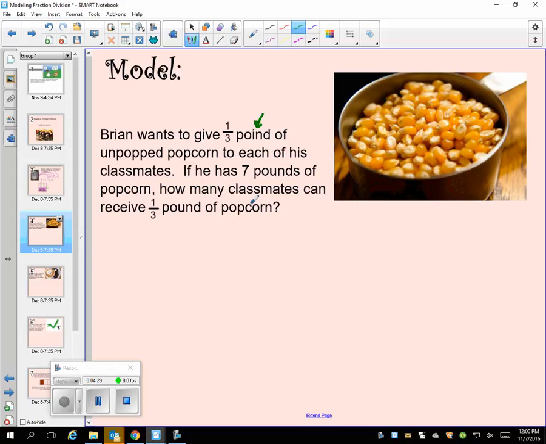So let's think about what we're starting with, before we draw a picture, before we write a problem. He has 7 pounds of popcorn and he wants to give 1/3 a pound to his classmates, but we don't know how many classmates he can give them to. That's what we're trying to figure out. But we do know that he's starting with 7 pounds of popcorn. So let's draw 7. And these are 7 wholes. So I'm going to draw 7 wholes. And you could use circles, rectangles, squares. I'm going to use rectangles.